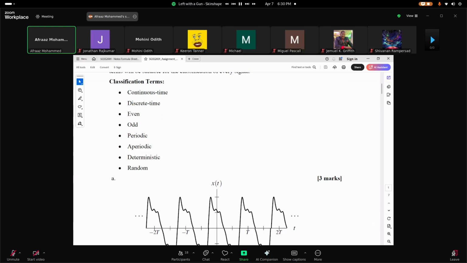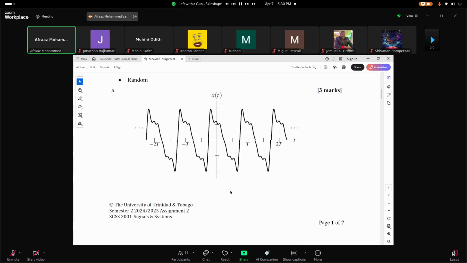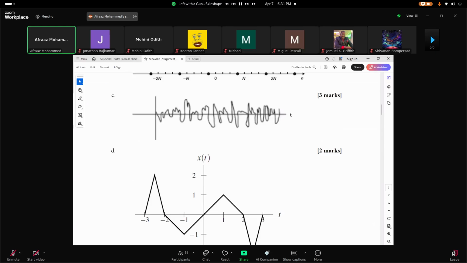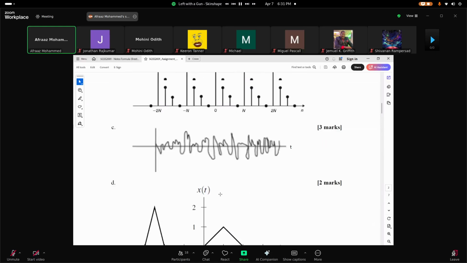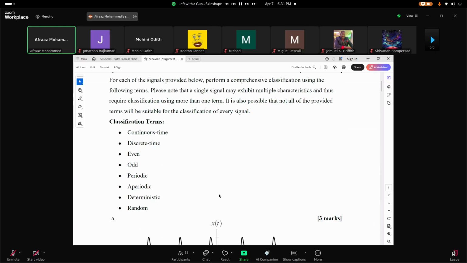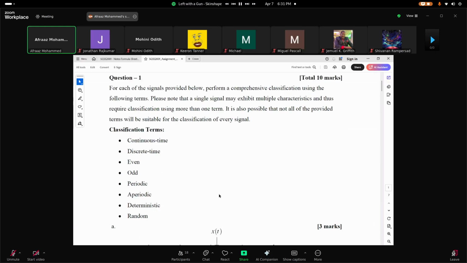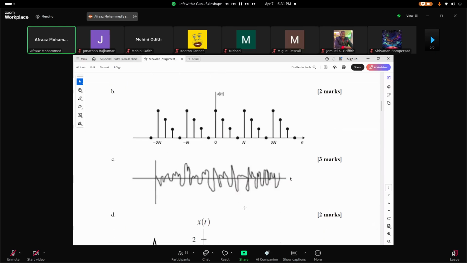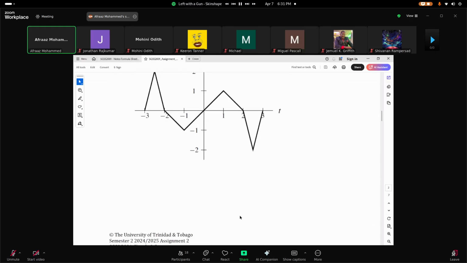All right. So you have this first signal here, A, and you have another one, B, a third one, C, and a last one. If you have any questions on these things, you could let me know. But basically, look at the signal, and based on how the signal looks, based on the information you see there, classify them using different terms. As a hint, look at the marks awarded for each part, and use that to estimate how many terms at least you should use. All right, so that's the first question.